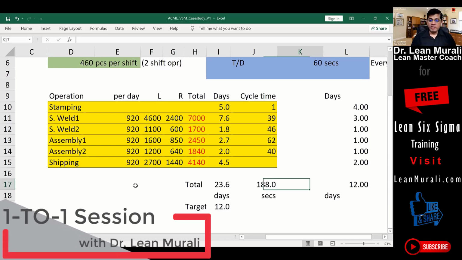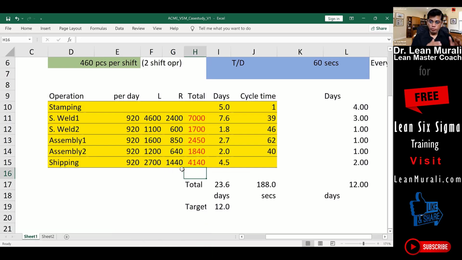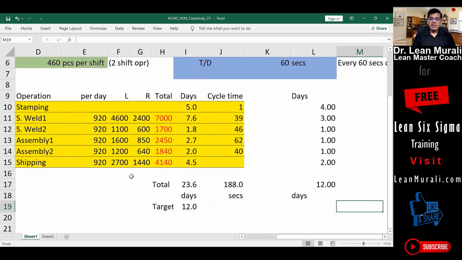So in manufacturing, if you want to improve the lead time, that means shorten the lead time, instead of 23.6 days, if you want to deliver in 12 days, will you work on cycle time or will you work on non-value adding activities? Just a clarification: 23.6 days is based on the present inventory. Value stream mapping is a snapshot at that particular point in time.